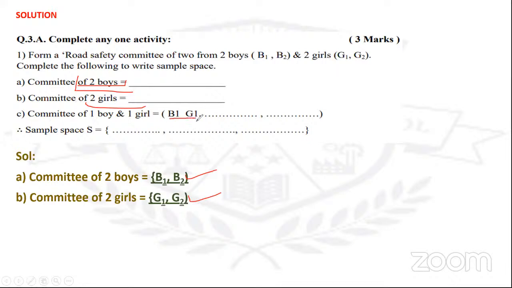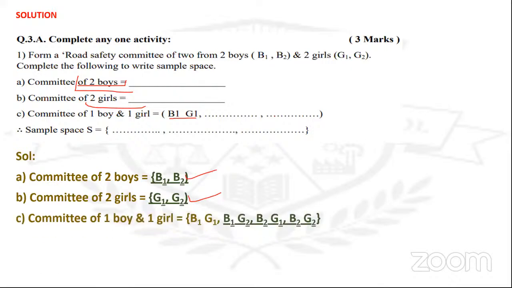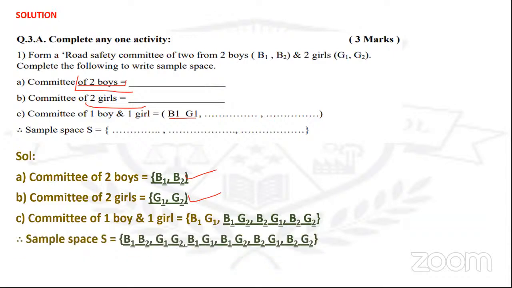Check here. They have given you one answer, B1, G1. You have to find the remaining committees now, the remaining solutions. So check. It is B1, G1, B1, G2, B2, G1, B2, G2. Understand? Now next, the sample space. Now when you consider all the 3, you'll get the sample space. This is B1, B2, G1, G2, B1, G1, B1, G2, B2, G1, and B2, G2. We move to the next question.